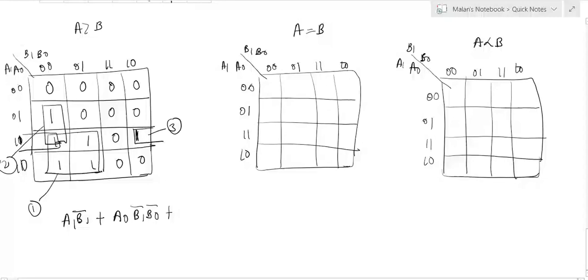Now for group number 3, horizontally it is A0 bar, A1 and vertically it is the common variable B0 bar. So the term is A1, A0 and B0 bar. Now this is the expression for A greater than B. Now similarly we'll plot the K-map for A equal to B.